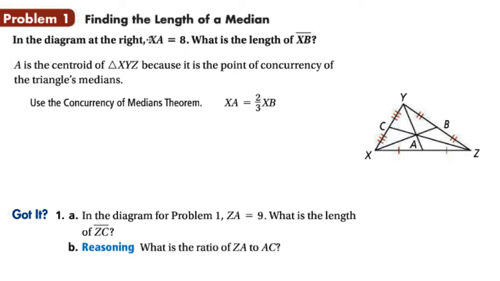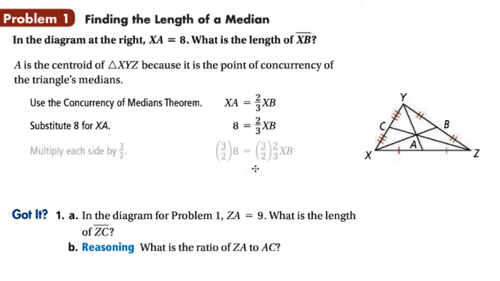Okay, so then we can substitute in what we know. It says XA is equal to 8 up here. So instead of XA, we're going to write 8 is equal to 2/3 XB. Our goal is to solve for XB, so we need to get rid of that 2/3, and we do that by multiplying by the reciprocal, which is 3/2. Whatever we do on one side, we have to do on the other. So when we multiply 3/2 times 8/1, we get 24/2, which is the same as 12.